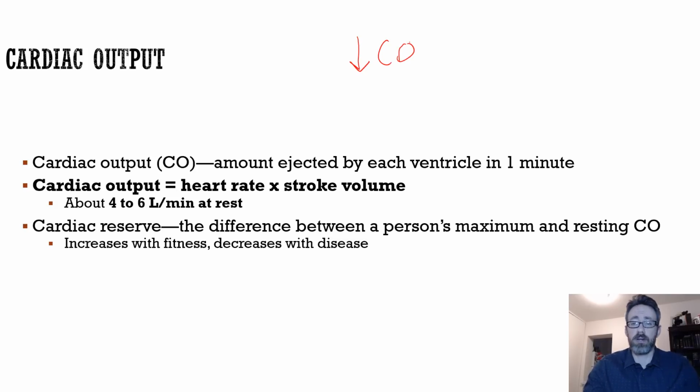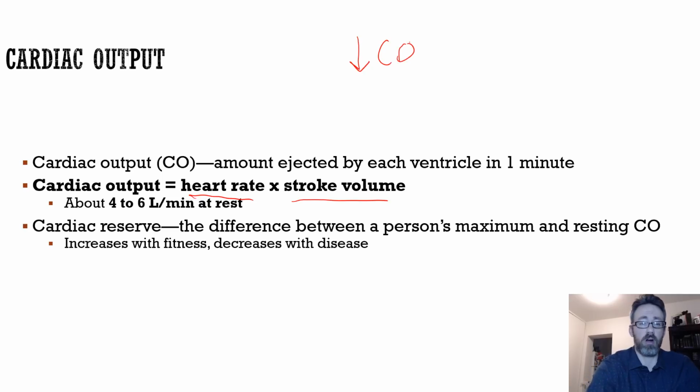Just as a reminder, cardiac output is the amount of blood that's ejected by each ventricle in a minute. That equals the heart rate times the stroke volume. At rest, normally in an adult, it's somewhere between 4 to 6 liters per minute. It varies with the size of the person, of course.